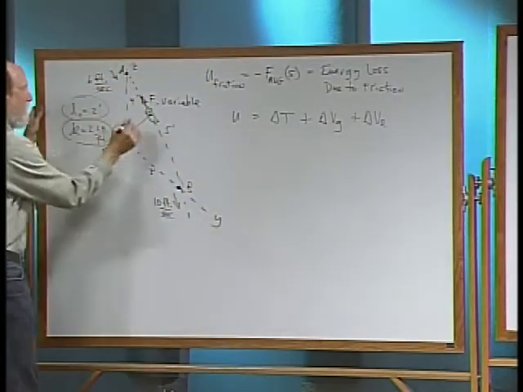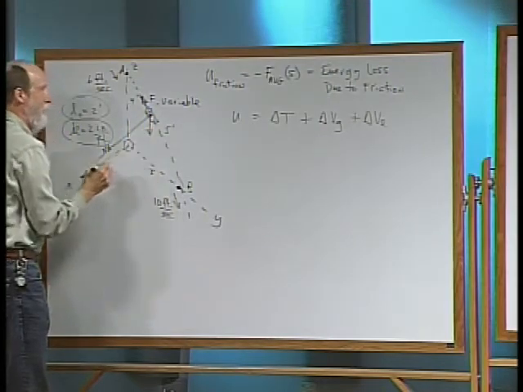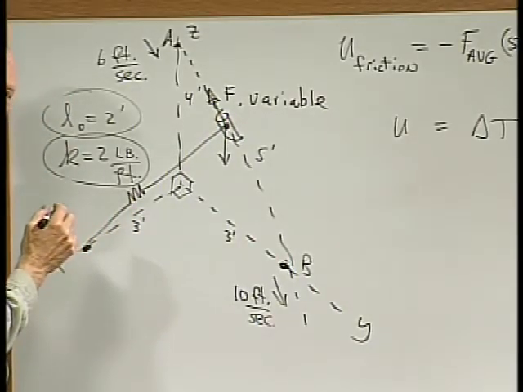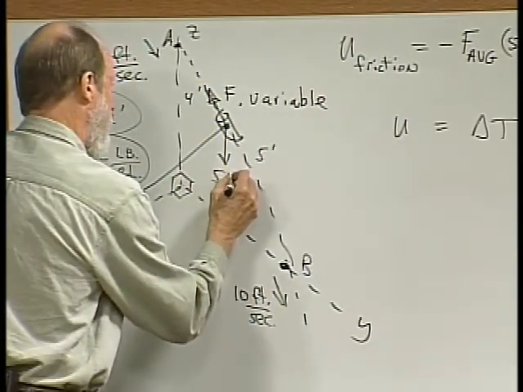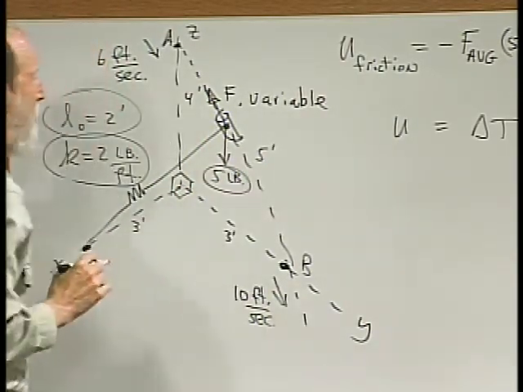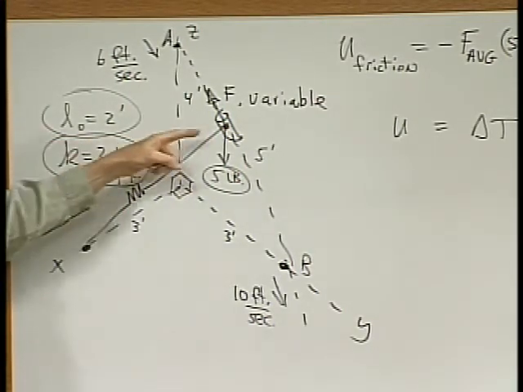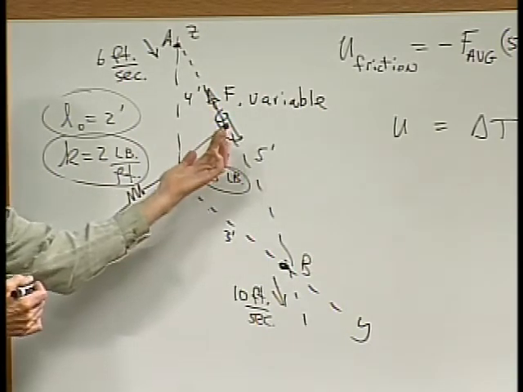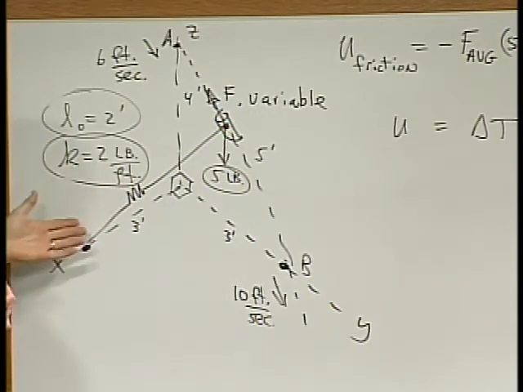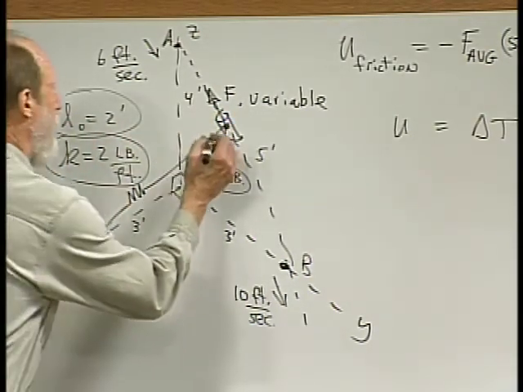And one thing I forgot on my picture was mg. This thing weighed how much? 5 pounds. So there's our weight, 5 pounds, always straight down. So we have gravity acting, and we have the spring force acting, which I believe is always in tension, because this spring is always going to be longer than 2 feet. So it's always going to be in tension.